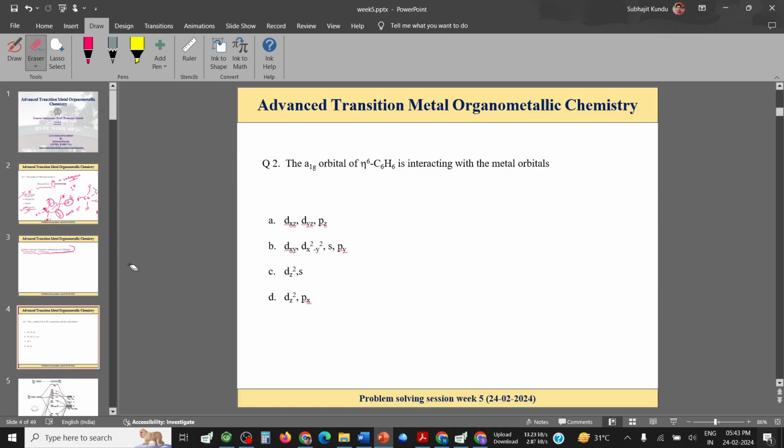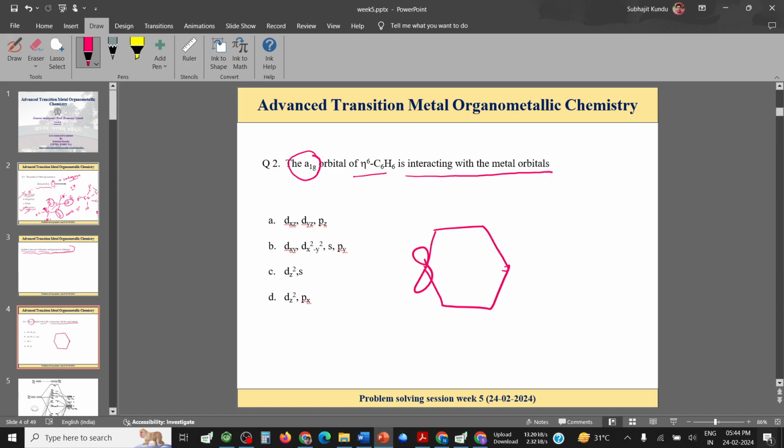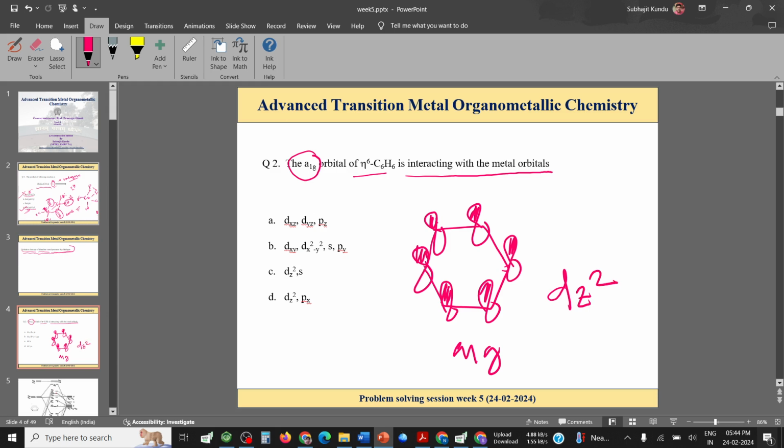Here it is saying that the A1G orbital of eta 6 is interacting with the metal orbital. As we know, in the drawing the A1G orbital has no nodes, that is this one. This is the A1G orbital. So these types of A1G and A1U orbitals can only interact with the metal orbital, that is the dz square and s orbital.